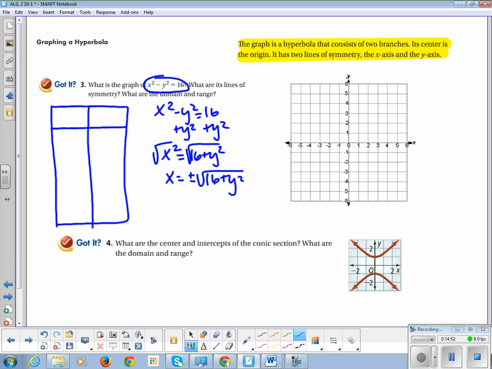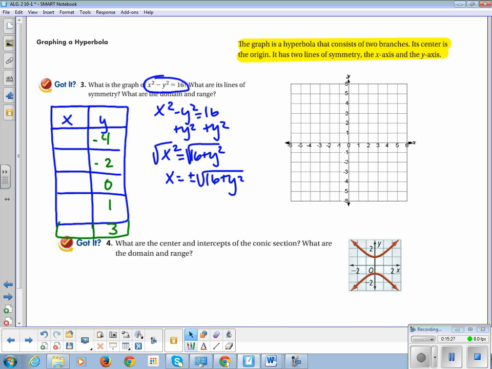So I'm going to pick a y value and solve for my x values. And let's start with -4 and -2, 0. Let's go 1 and 3. Just added an extra one. I added a sneaker on there.